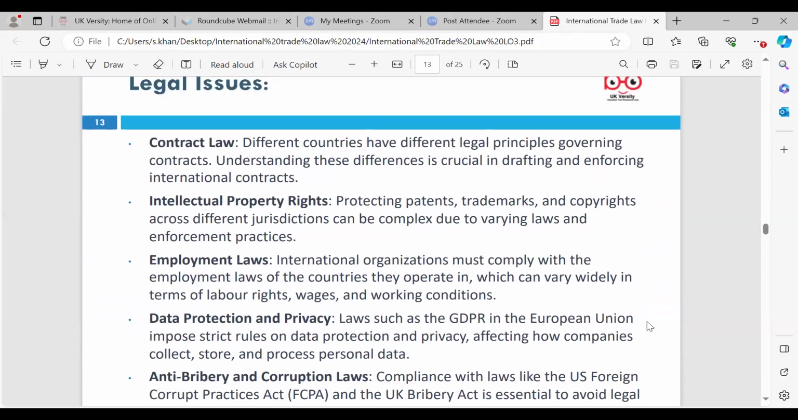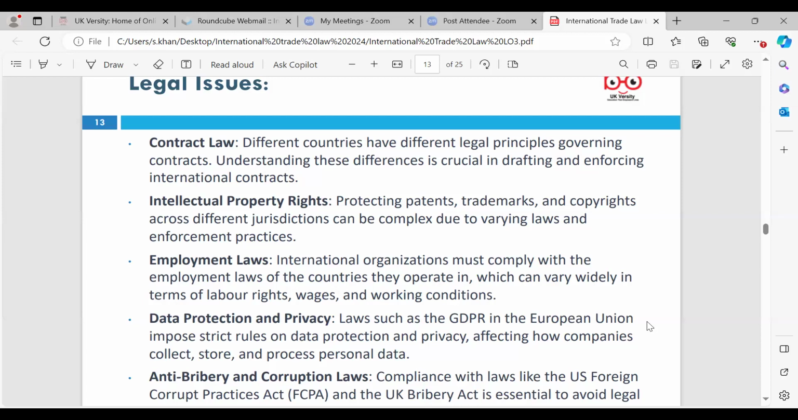Legal issues that need to be taken into account with trading globally. Contract law, which we looked at in Learning Outcome 1. Different countries have different legal principles governing contracts. So, in the UK, it may be different to America, it may be different to Japan. You've got to bear in mind that these all have different laws in place, and it's important that you take this into account when trading globally. Understanding these differences is crucial in drafting and enforcing international contracts.